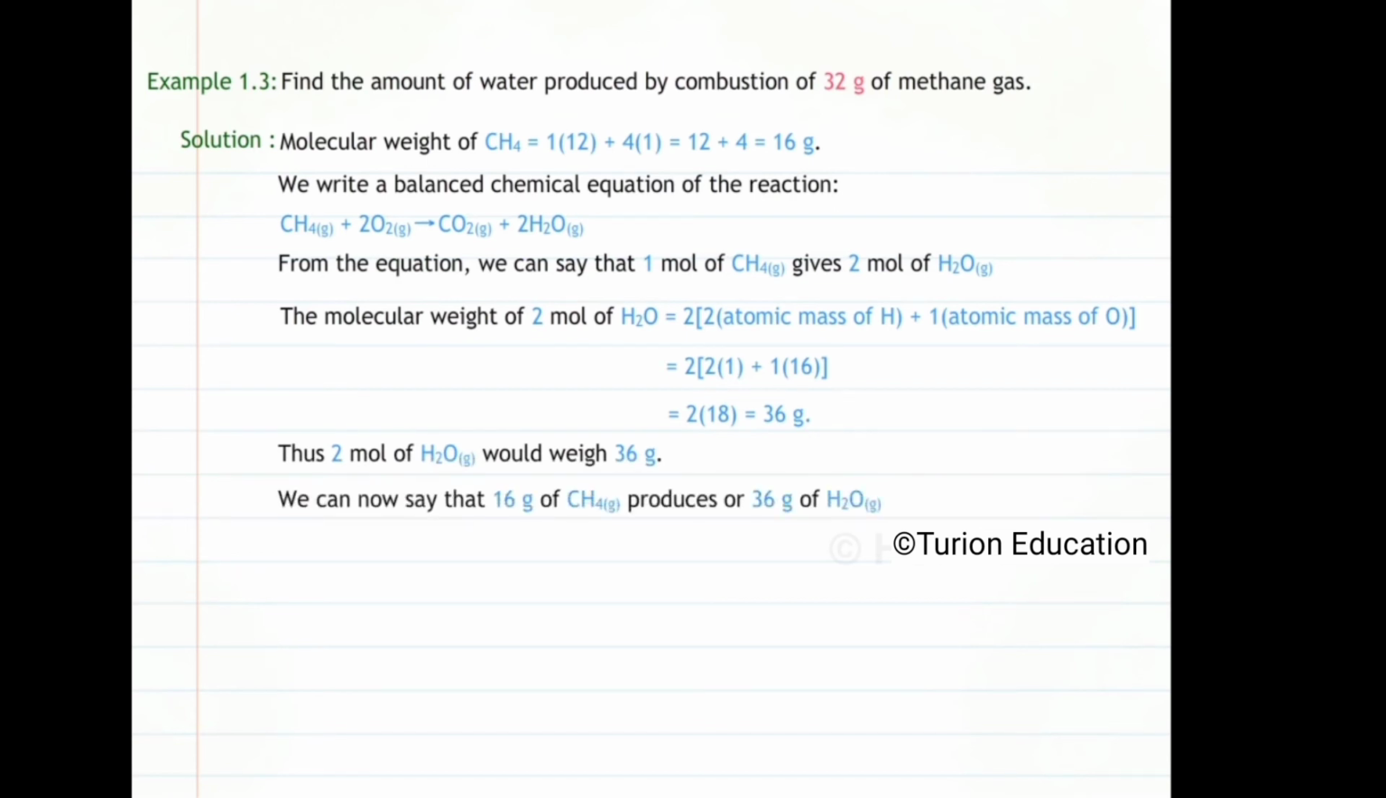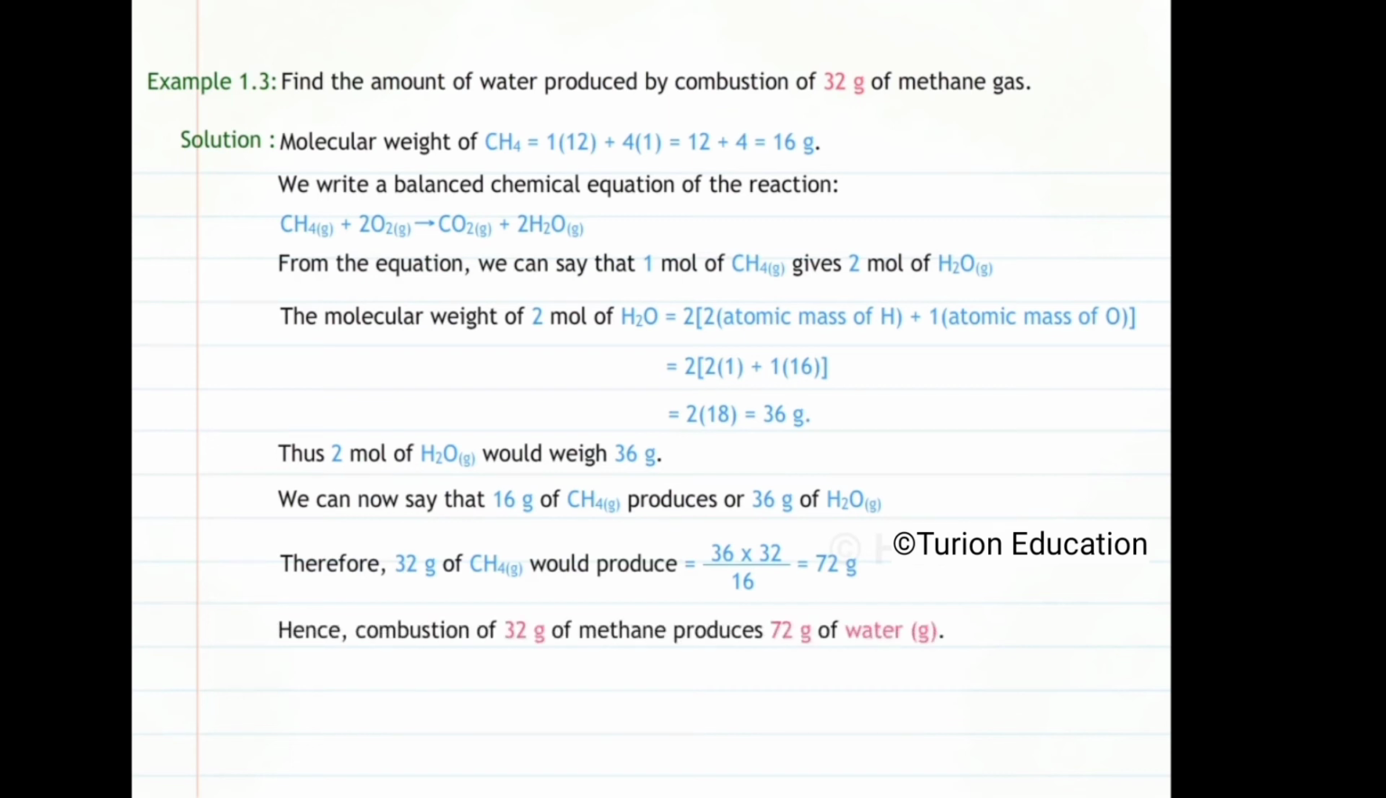We can now say that 16 grams of CH4 gas produces 36 grams of H2O gas. Therefore, 32 grams of CH4 gas would produce 36 × 32/16 = 72 grams. Hence, combustion of 32 grams of methane produces 72 grams of water gas.